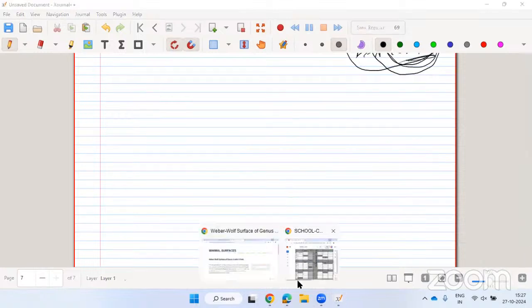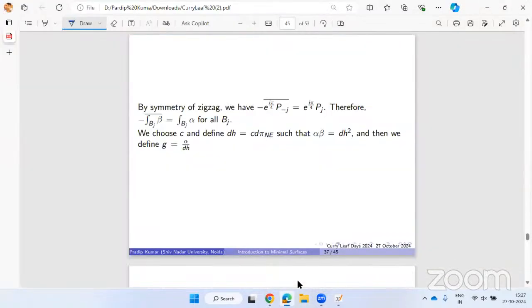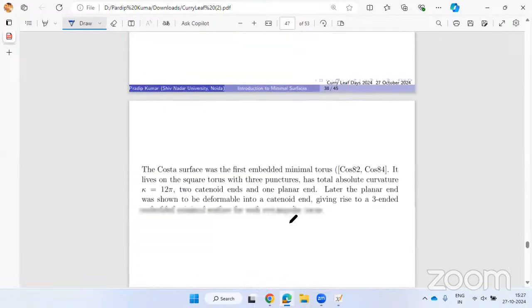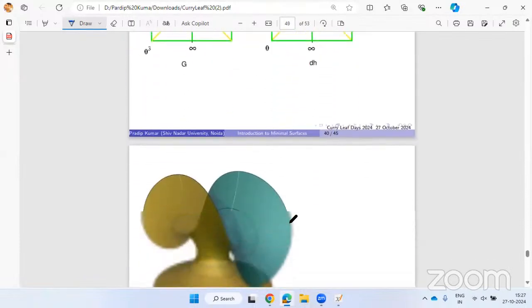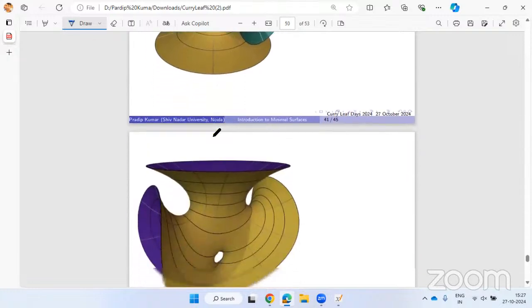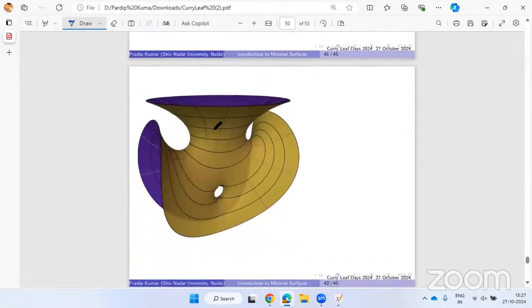For example, let me explain. This is the famous Costa surface, and I thought I would explain the Costa surface also. But anyway, moving ahead, this is a surface of genus one with a Enneper end and a catenoid end. One is an Enneper end, another is a catenoid end. People asked this question: can you add a handle here? Sorry, this is a catenoid end. This is an Enneper end with one genus.